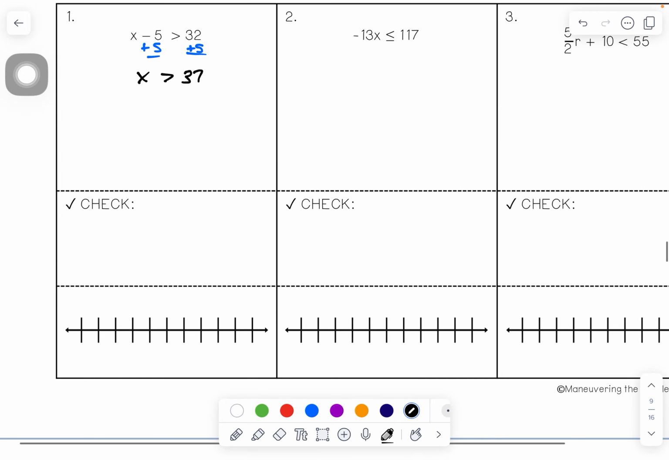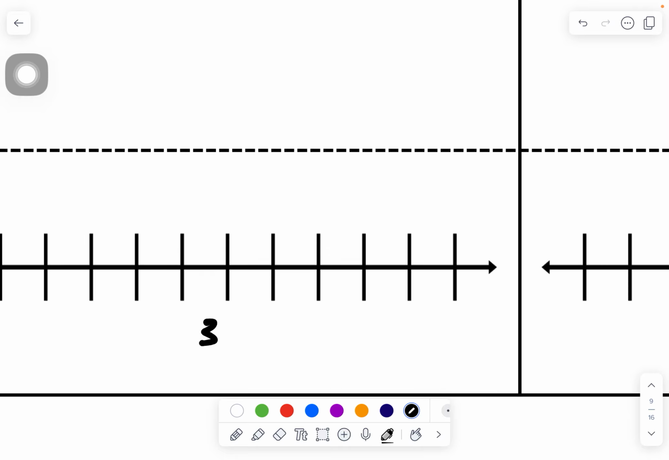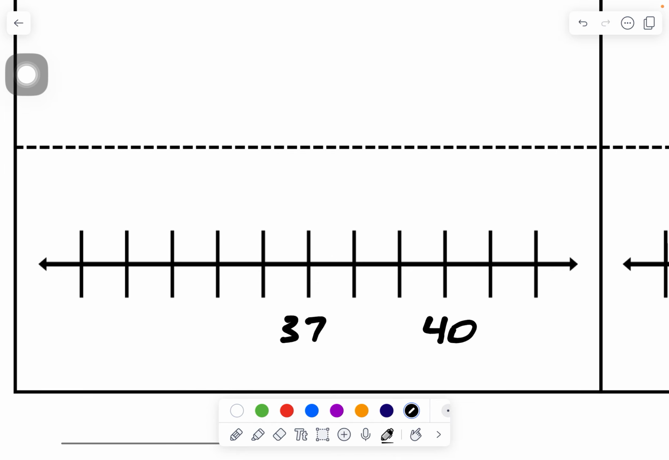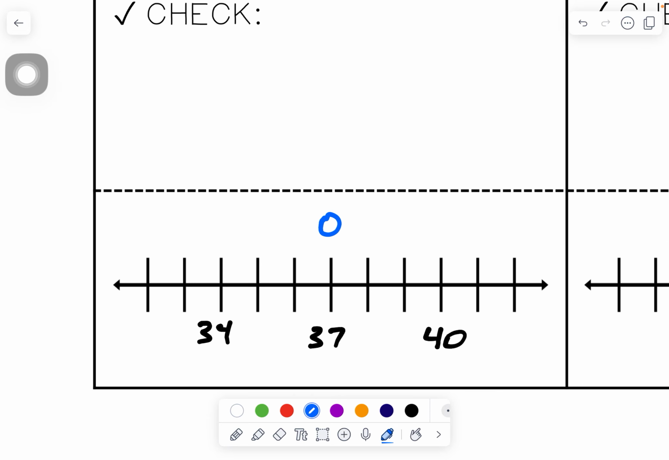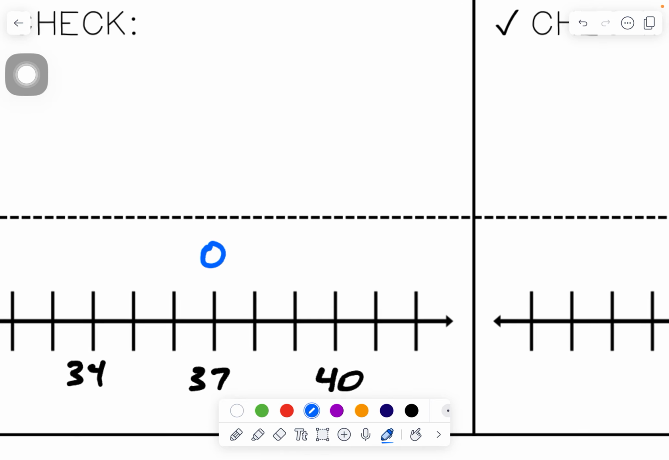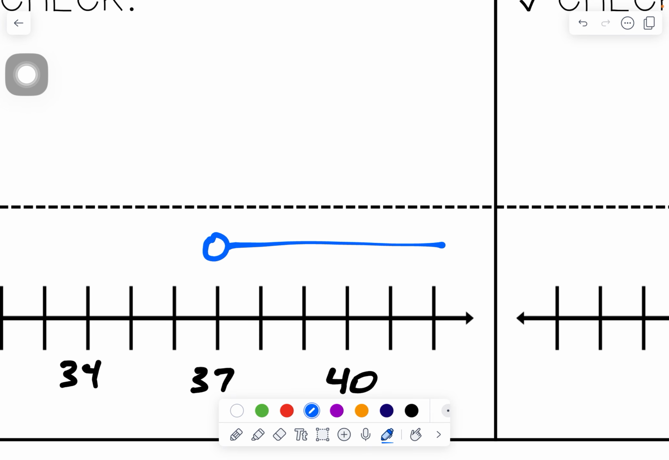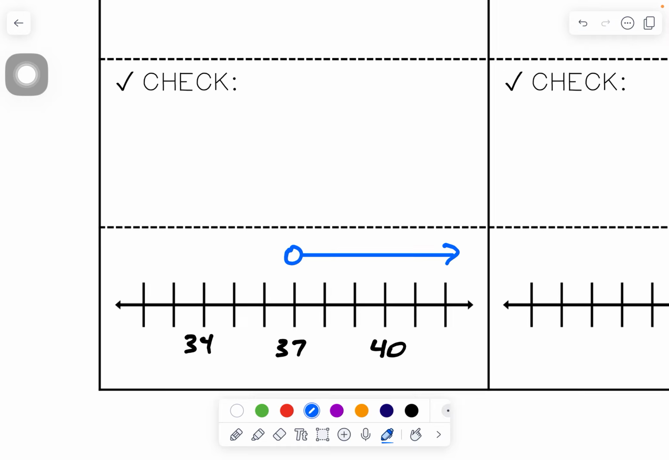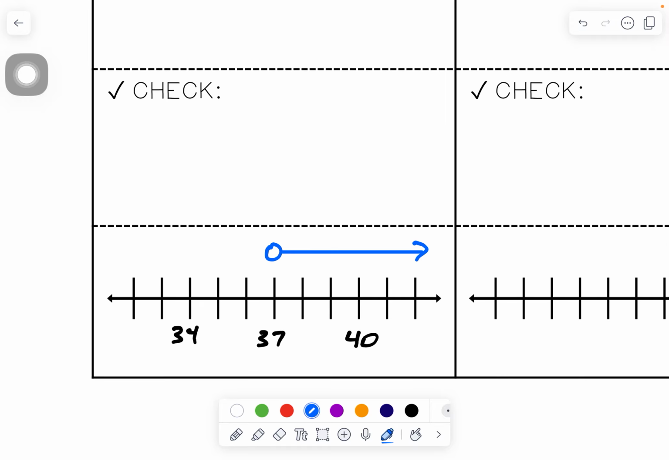I want to make sure that 37 is somewhere in the middle of my number line. Then I can count by whatever I want. I'll count by ones here. I'm going to put an open circle at 37, because it's an open set, a greater than symbol. And then I'm going to shade to the right of 37, because greater thans go to the right. That means every number to the right of 37 works, but 37 does not work.